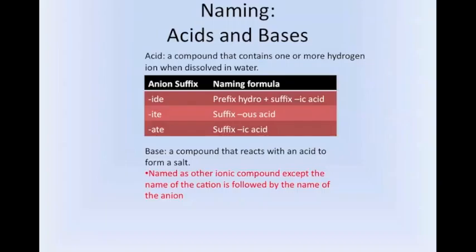And a base is a compound that reacts with an acid to form a salt. The bases are named as other ionic compounds, except the name of the cation is followed by the name of the anion.